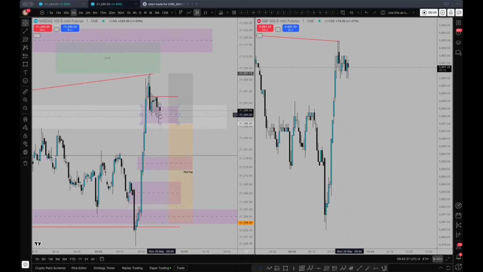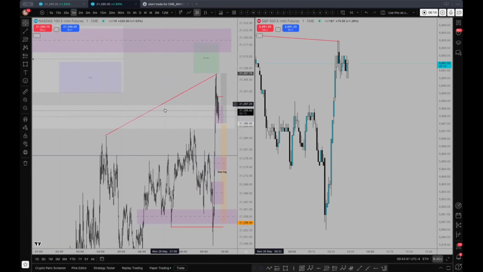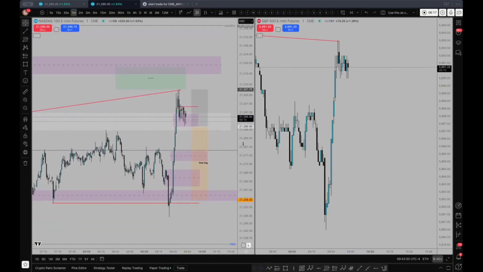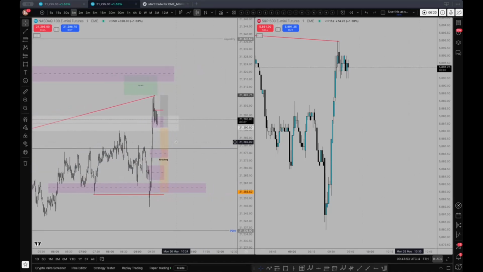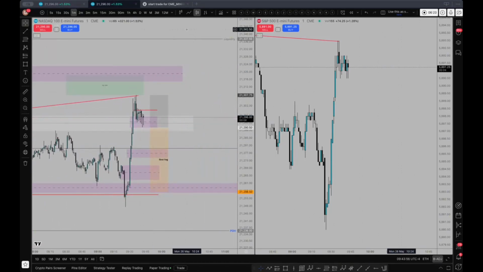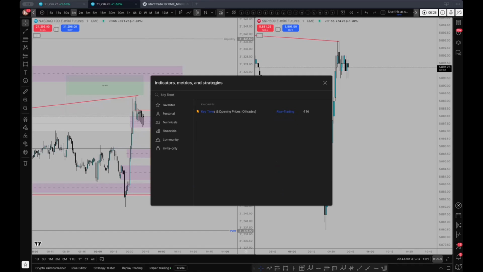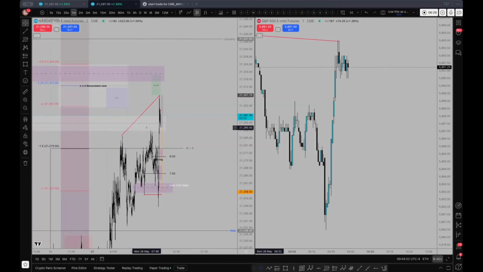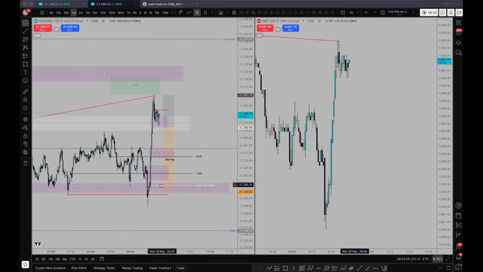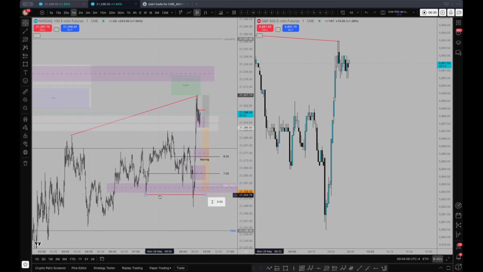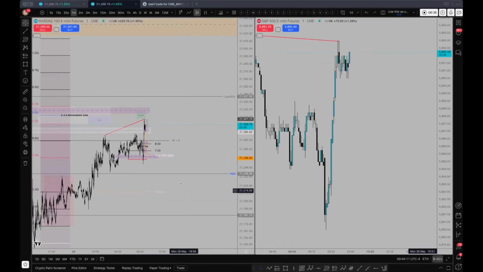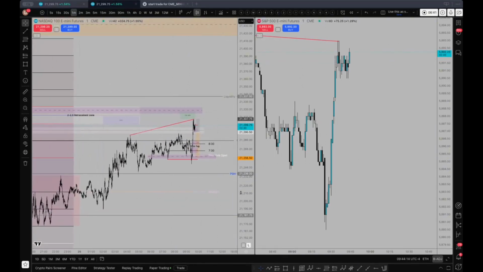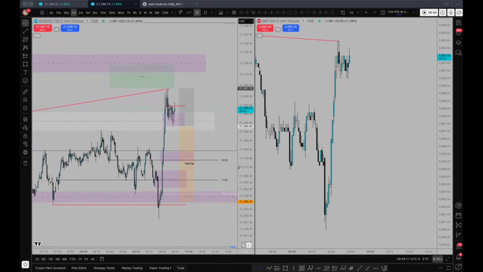So it's holding this as well, the 50% of this gap here. Let's see the open key times. I'm just going to add this for context. So 7:30 New York open is down here, 8:30 midnight open is down there. Yeah, so that's also why I'm thinking shorts could possibly be the play.